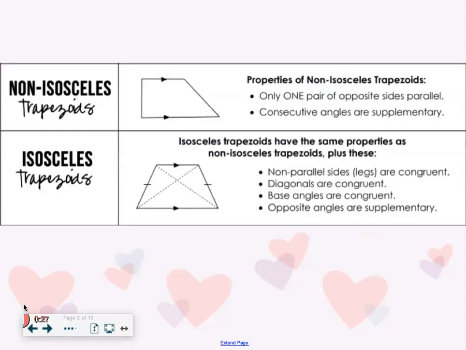So let's label a few things on these pictures to help you remember them. What makes a quadrilateral a trapezoid is it has just one pair of opposite sides parallel. So it would be like this side here and this one by those little arrows. And the big thing about a trapezoid is consecutive angles are supplementary. These angles add to 180.